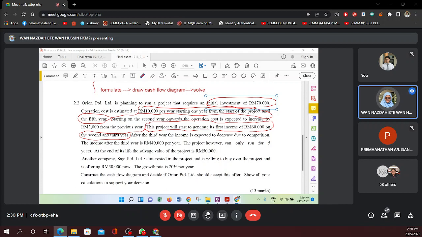Okay, Alif Muhaimin. He did not say that the 40,000 starts from year 3. Read the question: after the third year. That means not the third year. After the third year means starting at year 4.